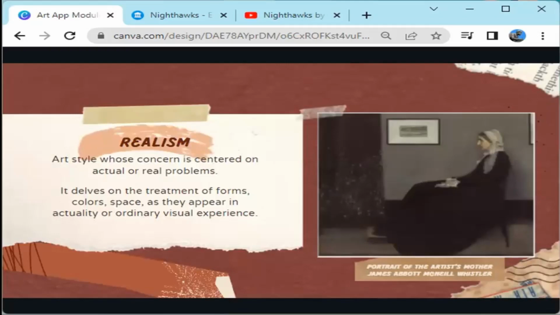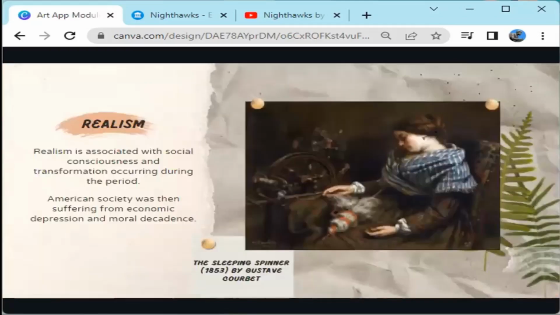Gaya na lang ng portrait of the artist's mother ni James Abbott McNeill Whistler. So technically, this is a portrait of her mom. And then, another example ng realism is yung Sleeping Spinner ni Gustave Courbet noong 1853. Okay? So, realism is associated with social consciousness and transformation occurring during the period. American society was then suffering from economic depression and moral decadence.